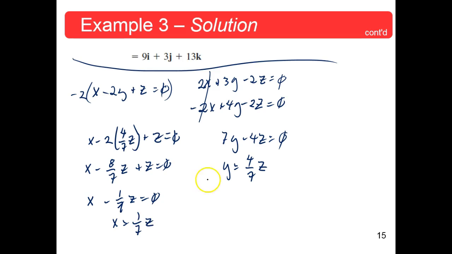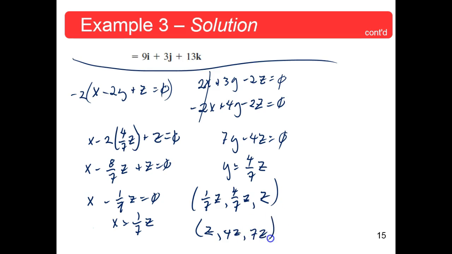Well, here's your ordered triplet then: 1/7 z, 4/7 z, and z. But to get rid of the denominator, let's multiply everything by 7. Z, 4z, 7z. So there's your parametric equation. Well, not quite, but close to it. Just let z equal some variable t, and that would be t, 4t, 7t, rather than z's. That's a 7, not a z. And then you have x equal t, y is equal to 4t, z is equal to 7t.